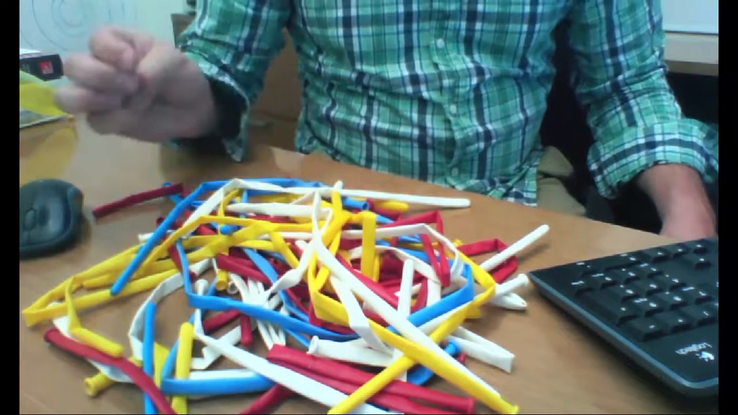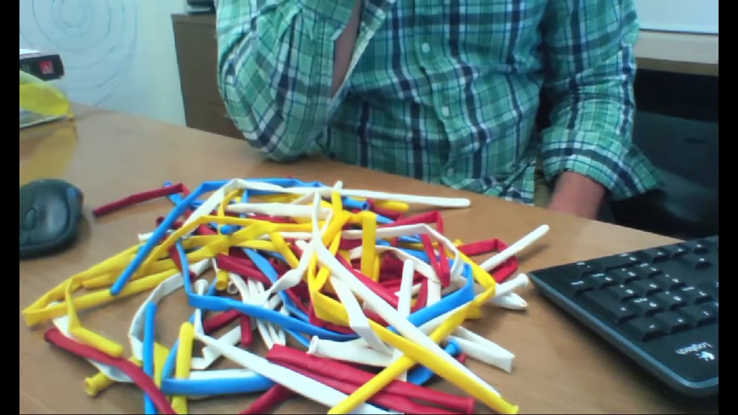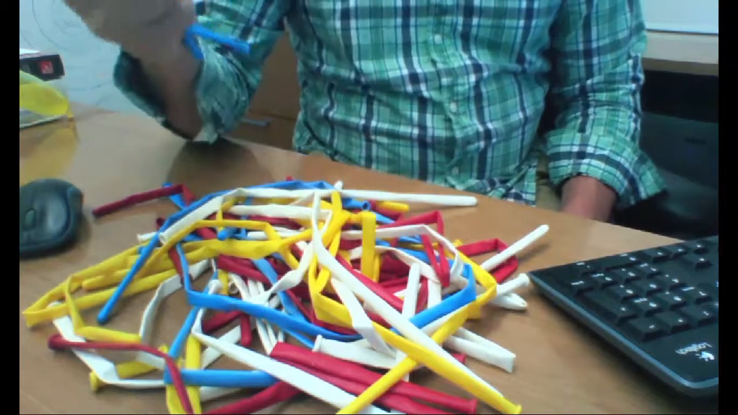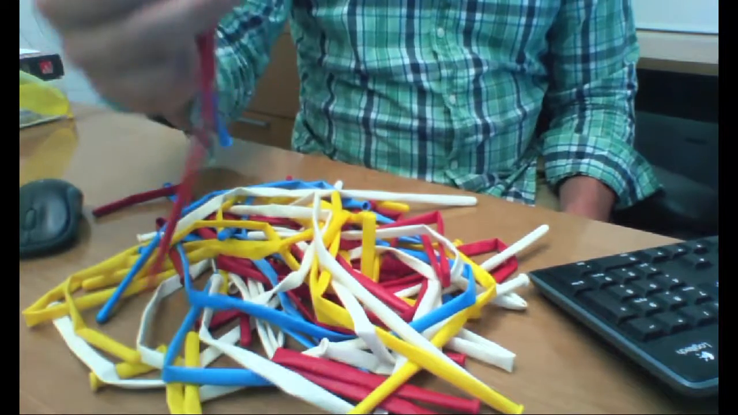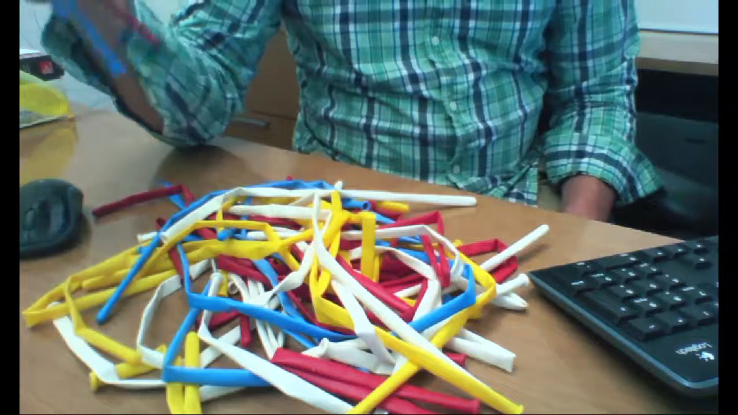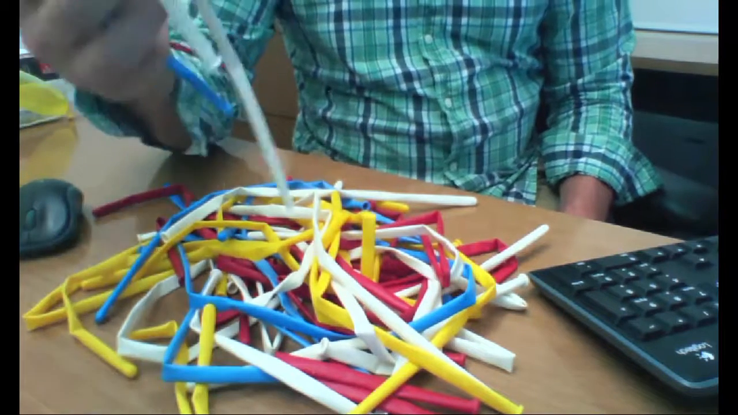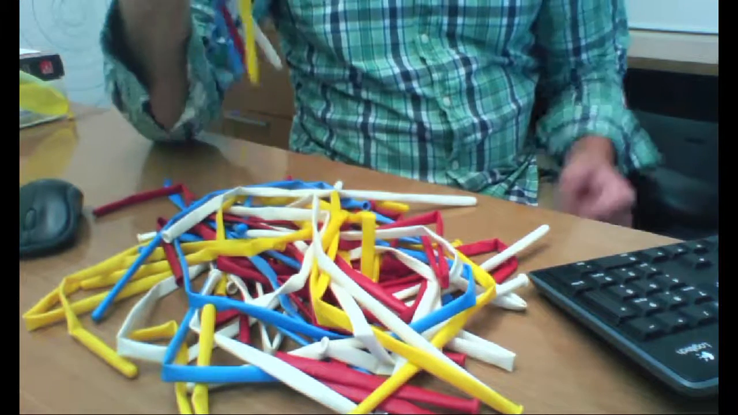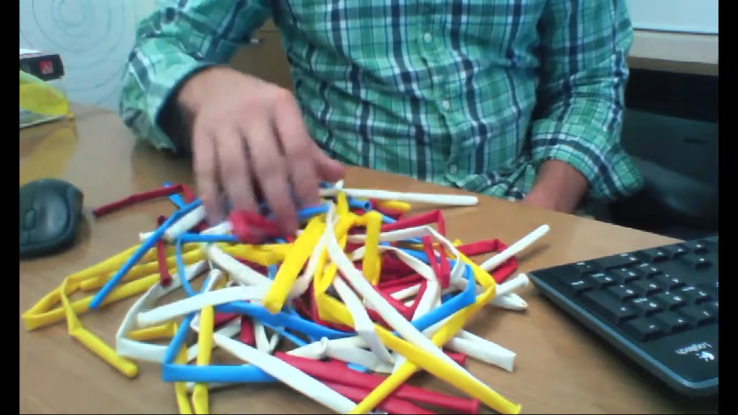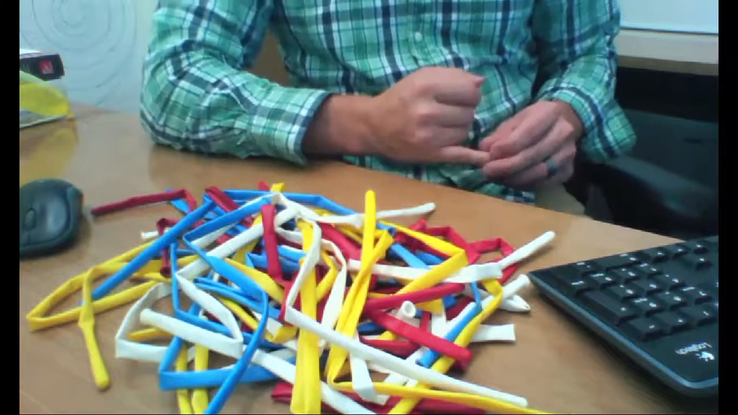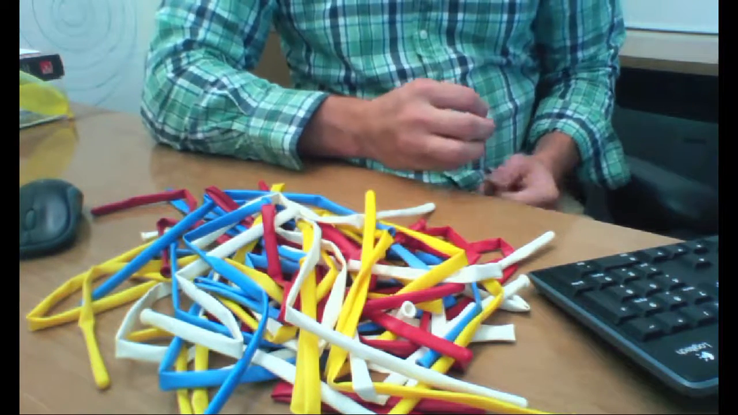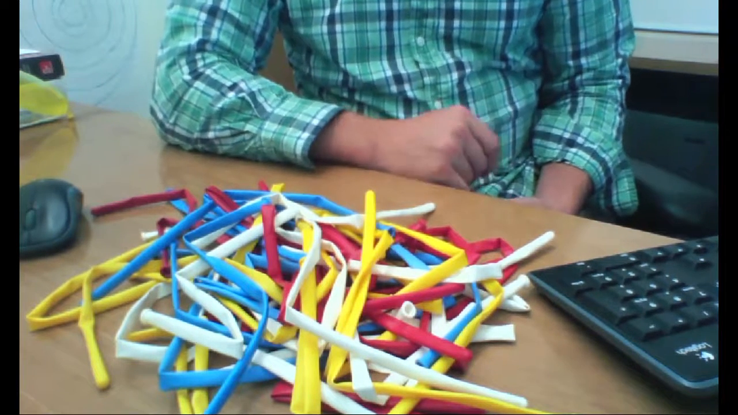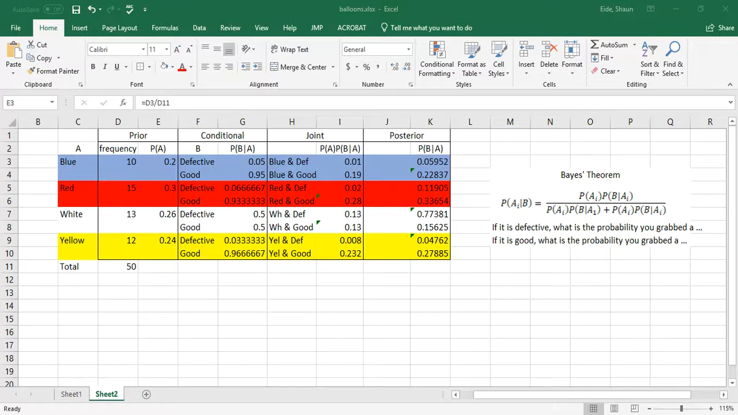For instance, blue could be 1 out of 20 that was defective, where red might be 1 out of 15 that's defective, where white would be 1 out of 2 that's defective. And then yellow would be my best one, with only 1 out of 30 that was defective. And so I knew that based on the color that a child asked for, that balloon may or may not pop. So let's take a look at this on a spreadsheet.